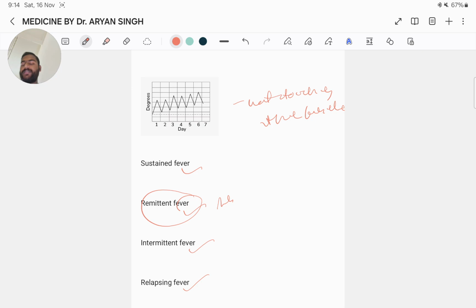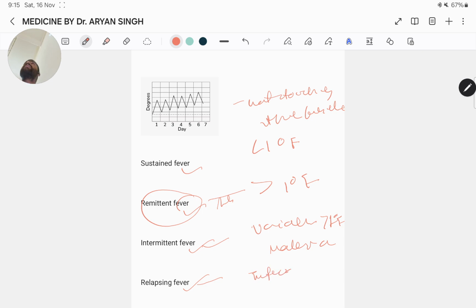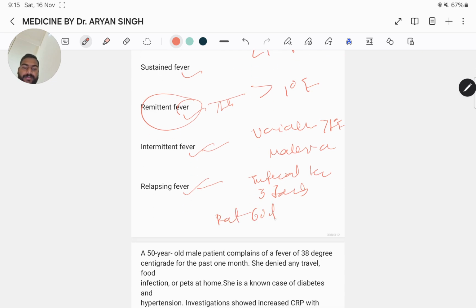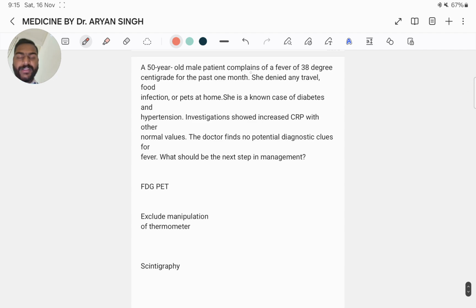If we conclude the summary of patterns of fever: continuous or sustained fever never touches the baseline, with diurnal fluctuation of less than 1 degree Fahrenheit. Remittent fever never touches the baseline, with diurnal fluctuation of more than 1 degree Fahrenheit. In intermittent fever, the fever touches the baseline, and diurnal variation is more than 1 degree Fahrenheit, for example malaria. In relapsing fever, fever can redevelop after an interval of 3 days, for example rat bite fever and Borrelia recurrentis.